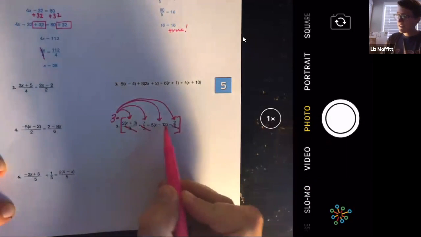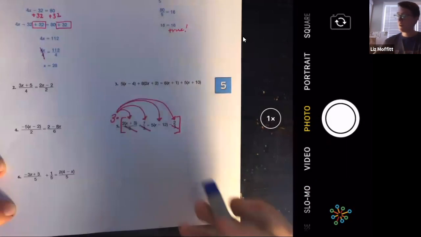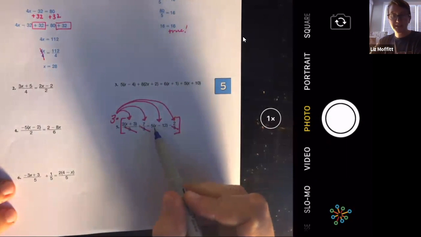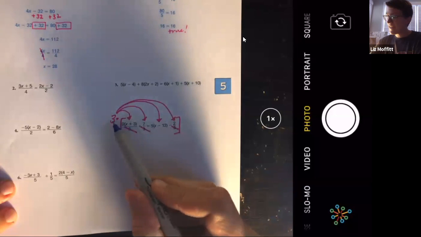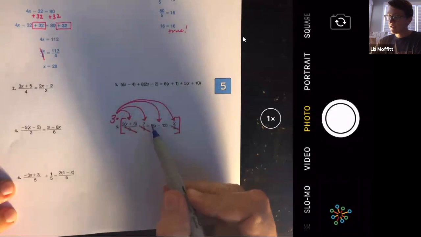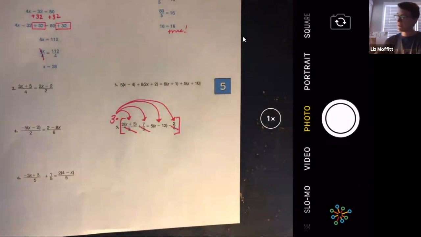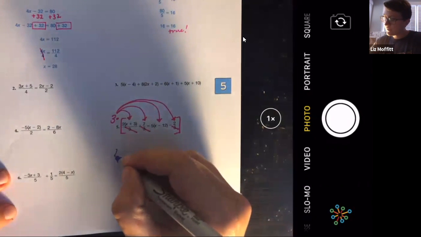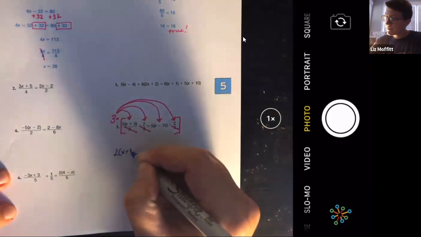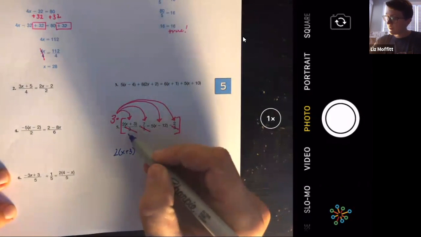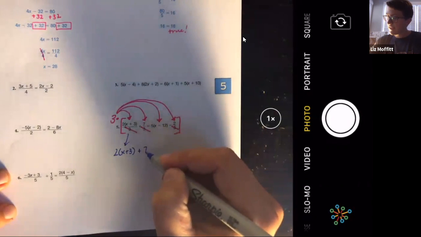However, I might notice in this term here, the 5 times parentheses x minus 12, there's no divided by 3 to undo. So I have to actually multiply 3 times this 5. So let's see what this problem is going to look like now. 2 times x plus 3 plus 7.